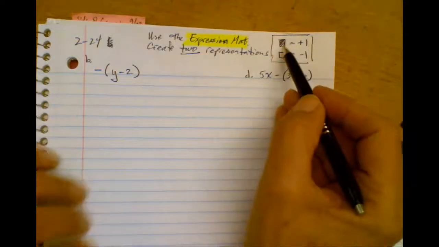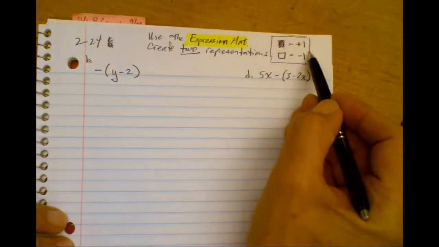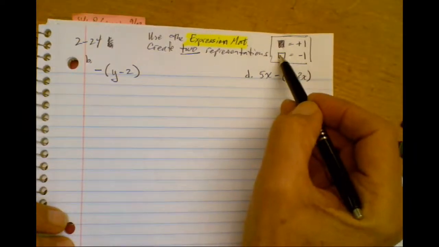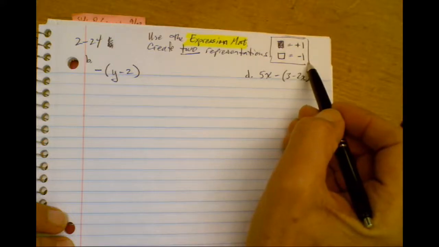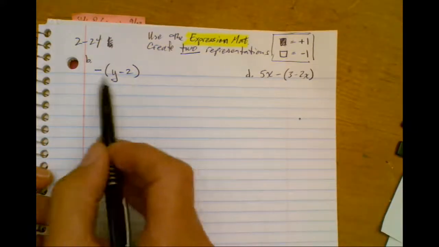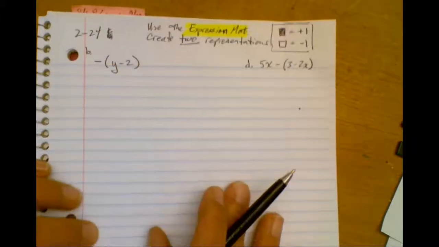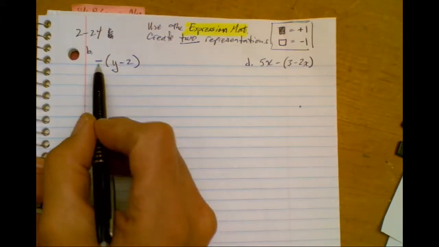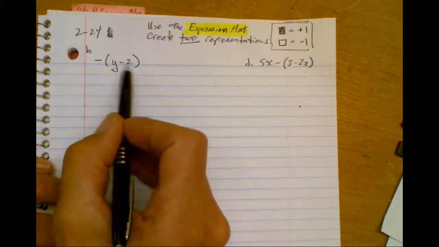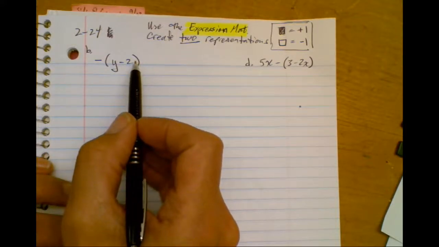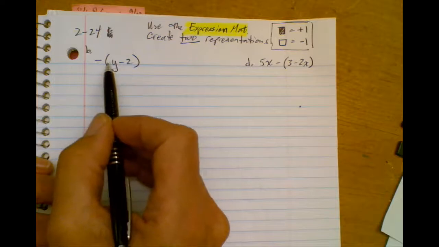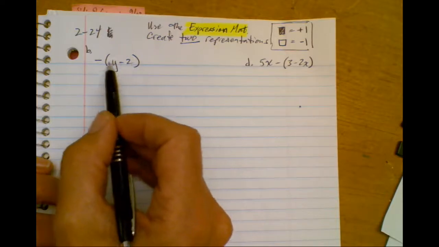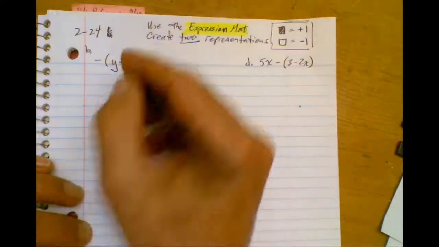Let's remind ourselves that when the shape is filled in, it's positive. When the shape is not filled in, it's the negative of that. So here's our first expression we're going to draw mats for. I want to do at least two. One way I could read this is the opposite of the quantity y minus 2. So I'm going to first work from the inside out, and I'm first just going to represent the inside of the parentheses.